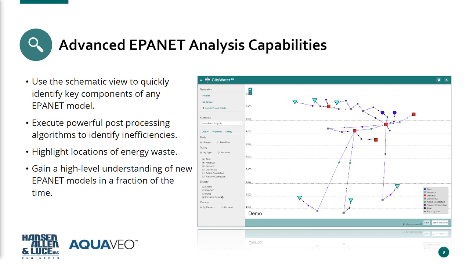One of those could be highlighting locations of energy waste in your system, and then you're able to fine-tune your system beyond just understanding your system. And then it also allows for understanding of unfamiliar systems or new models in a fraction of the time. So some really good key features of CityWater.